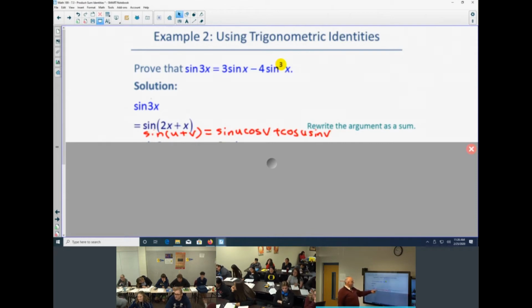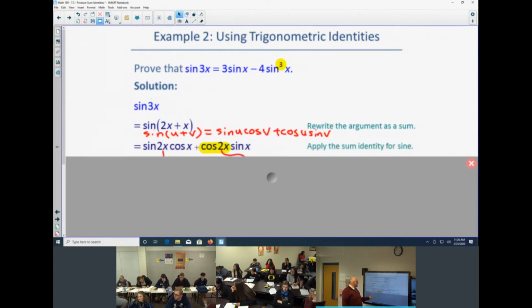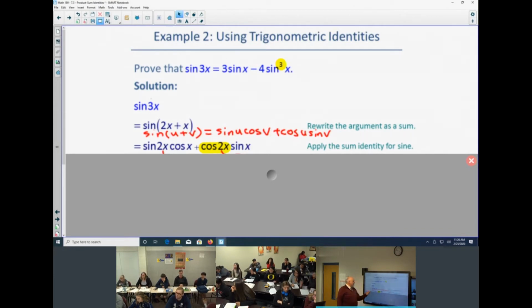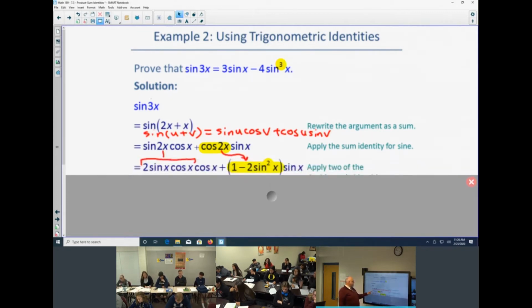So now everywhere there's a u, I'm going to plug in 2x. Everywhere there's a v, I'm going to plug in x. And so that's going to give me sine 2x cosine x plus cosine 2x times sine x. All right, well now where I have these double angles, I use the double angle identities on those to simplify. So sine 2x becomes 2 sine x cosine x times cosine x.